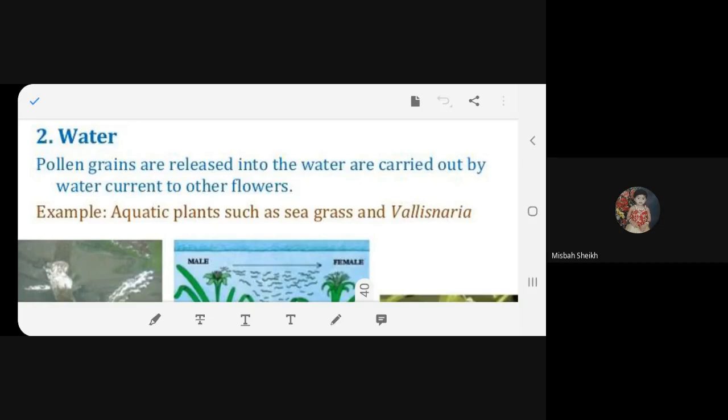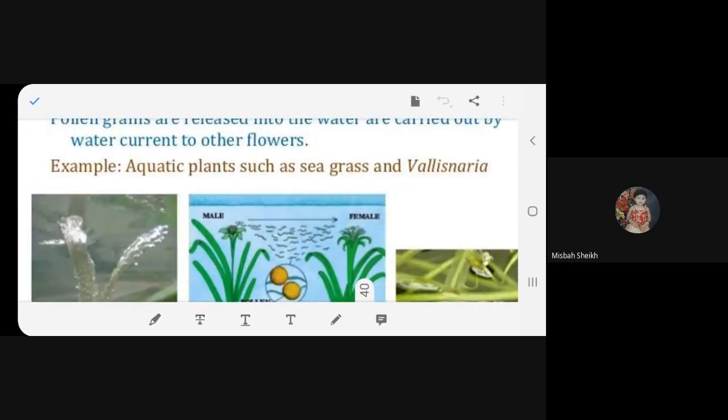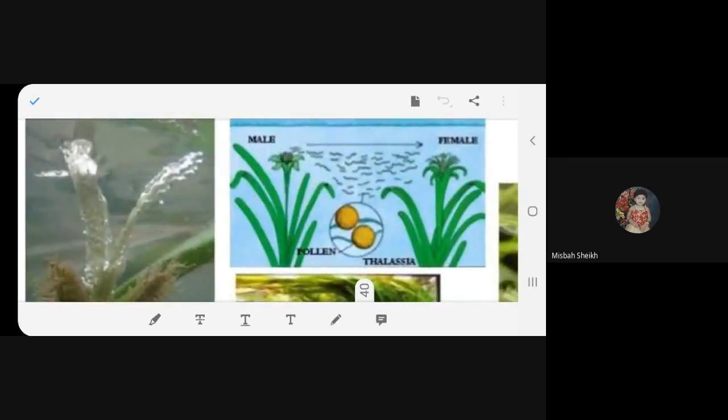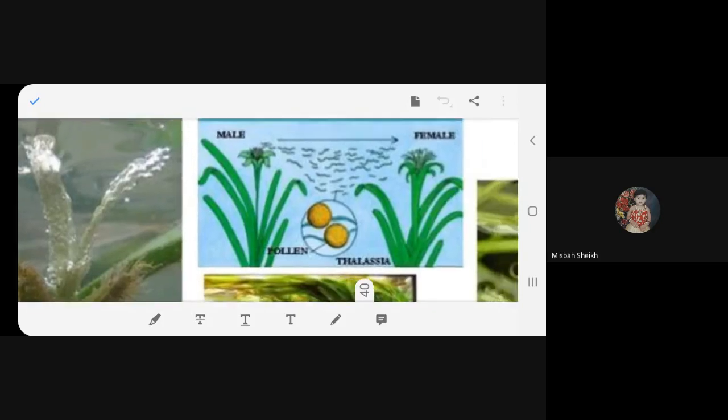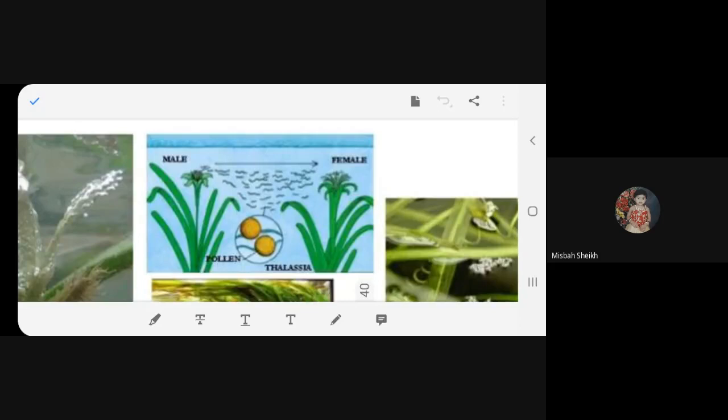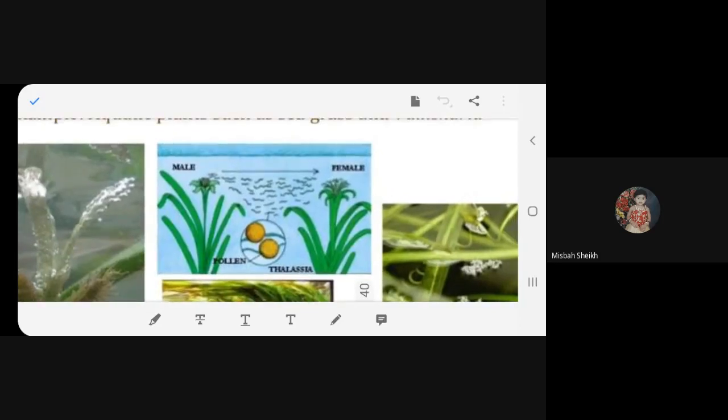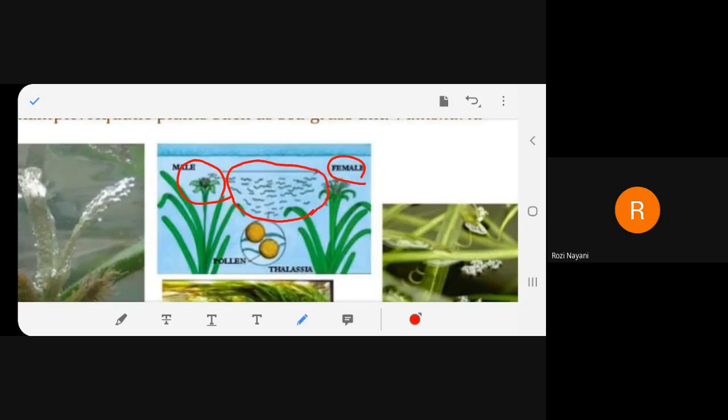So, obviously, when the plant is in water, the pollen grain has to be released in water, right? And with the water current, it reaches the other flowers and it pollinates. Okay? This is an aquatic plant. See, this is how it forms. See over here. This is the male plant. And this is a female plant. And all these are pollen. Can you see the pollen?